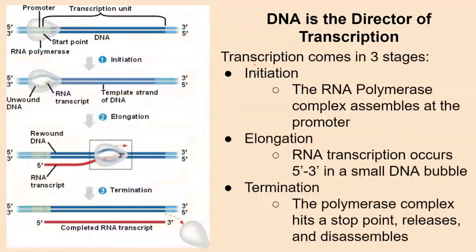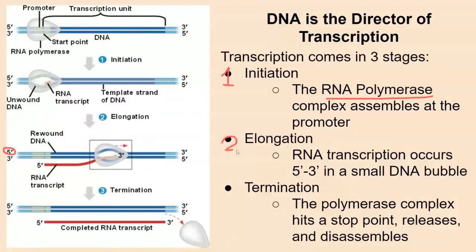So it happens in 3 steps. The first step is initiation, and we already talked a little bit about initiation. RNA polymerase complex is going to assemble at the promoter and cause a little transcription bubble to open up. Okay, we're going to transcribe in the 5' to 3' direction. It's going to be a direct copy of the coding strand here, but we'll actually be moving along the template strand.